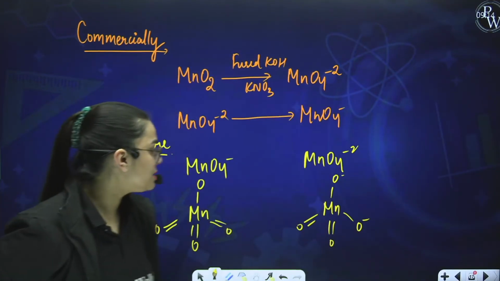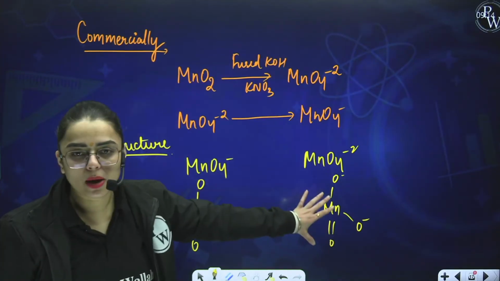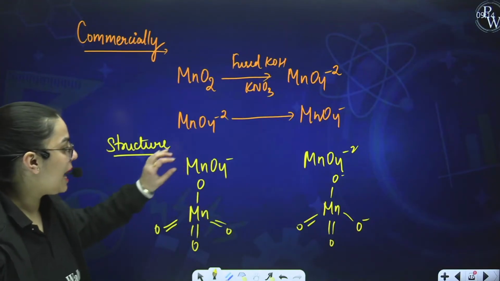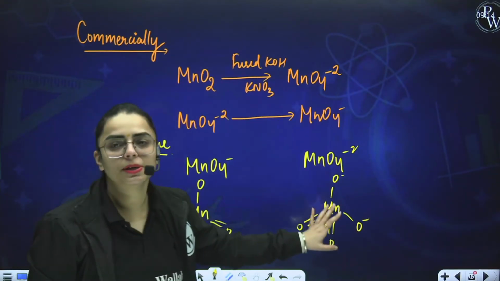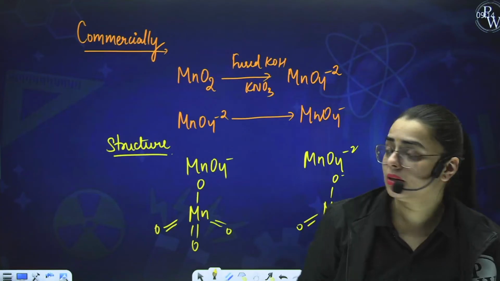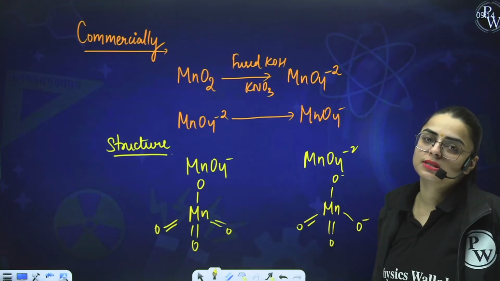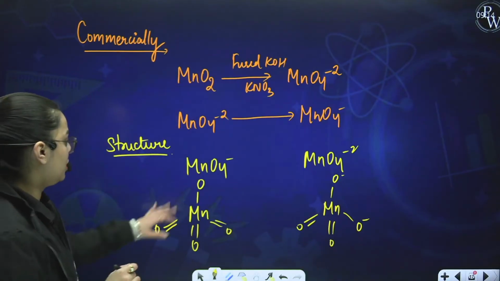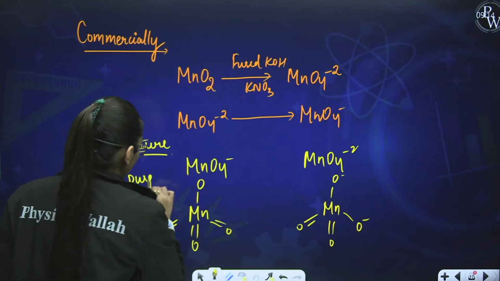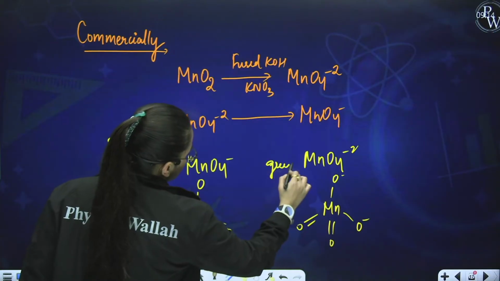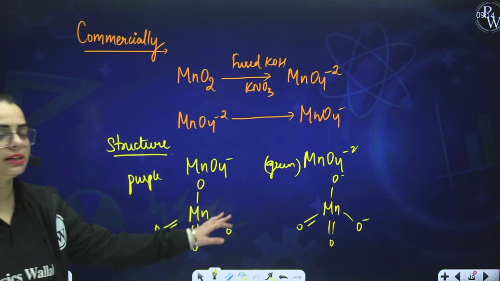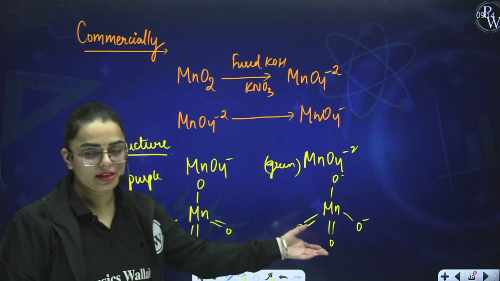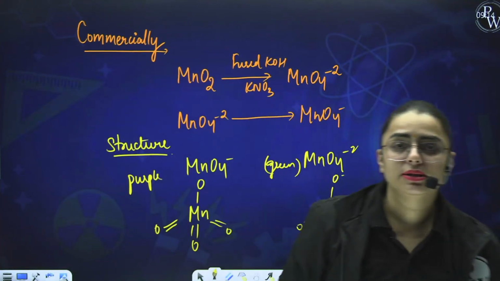Okay, one more thing, students. If I talk about this and this compound, basically this one is diamagnetic in nature, and this one is paramagnetic in nature. It will have no unpaired electrons, and this one will have unpaired electrons. This is purplish in color, as we have written in the previous reaction also, and this is green in color. If it is diamagnetic, it has no unpaired electrons, but this one has unpaired electrons. Is it clear?